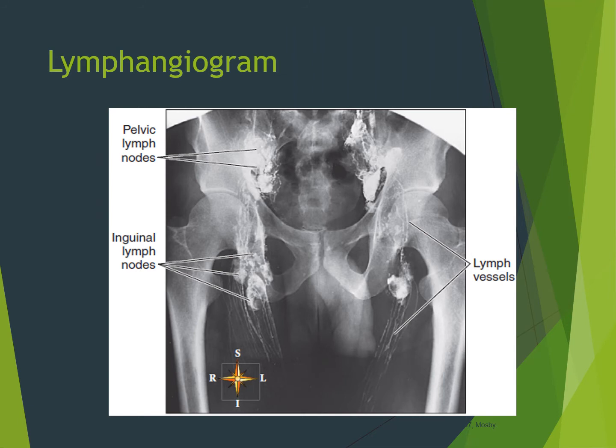Here we see imaging of the lymphatics and the lymph nodes, and this is called a lymphangiogram. And the way that they do a lymphangiogram is they will inject dye, and the dye will infiltrate the lymphatic system and the lymph nodes, and they will light up on X-ray.